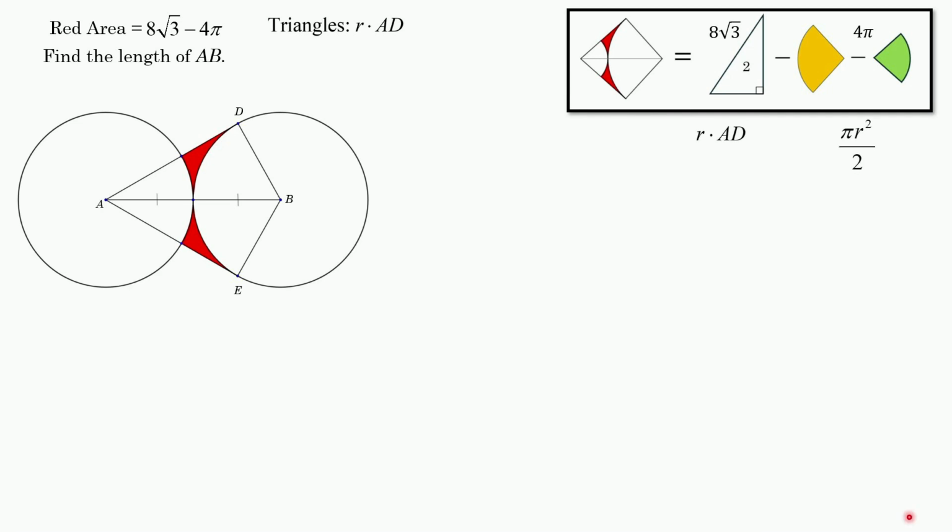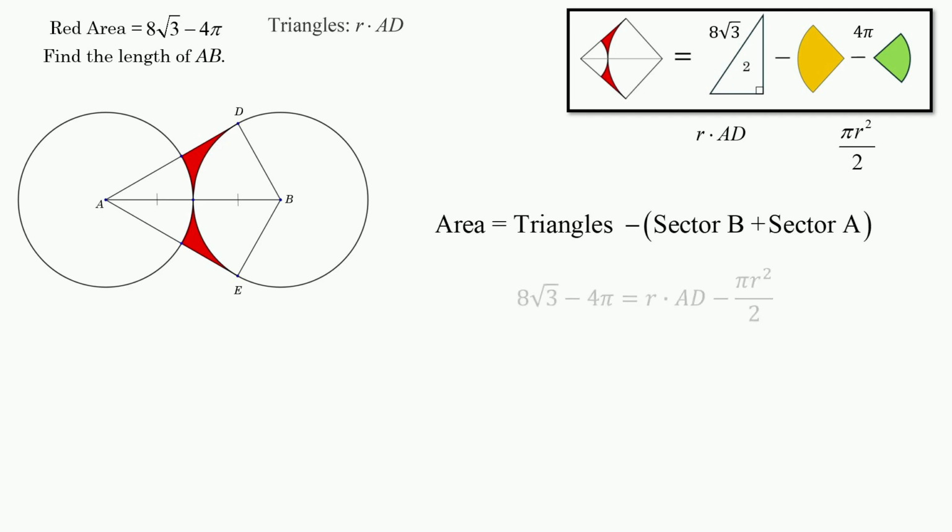Yeah, so let's go back to what we have. We know that radius times AD is the area of the two triangles, the kite. And now we know that the two sectors add up to pi r squared over 2. And we know that the area that's in red would be the two triangles minus the sum of the sectors. We were told that is, of course, 8 root 3 minus 4 pi. That's the information we were given, all right? And we know that we have our expressions right here, the triangles or the kite minus the sector AB.